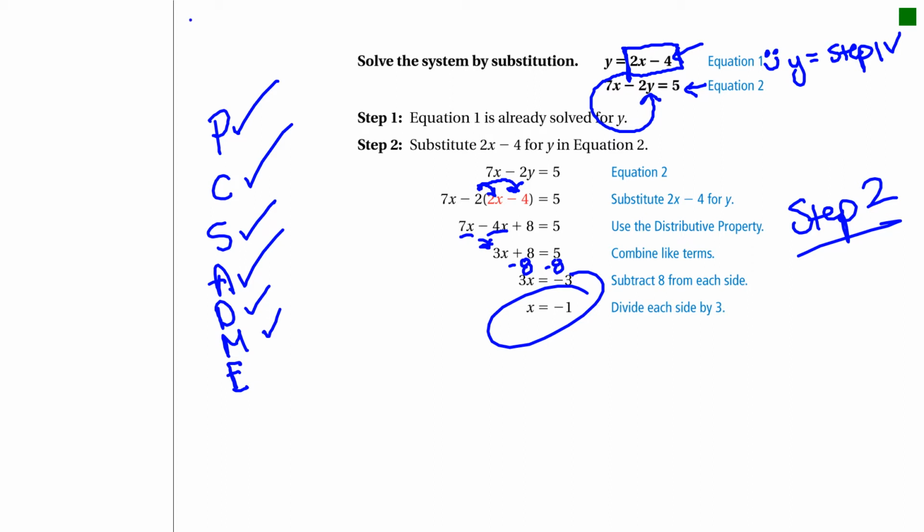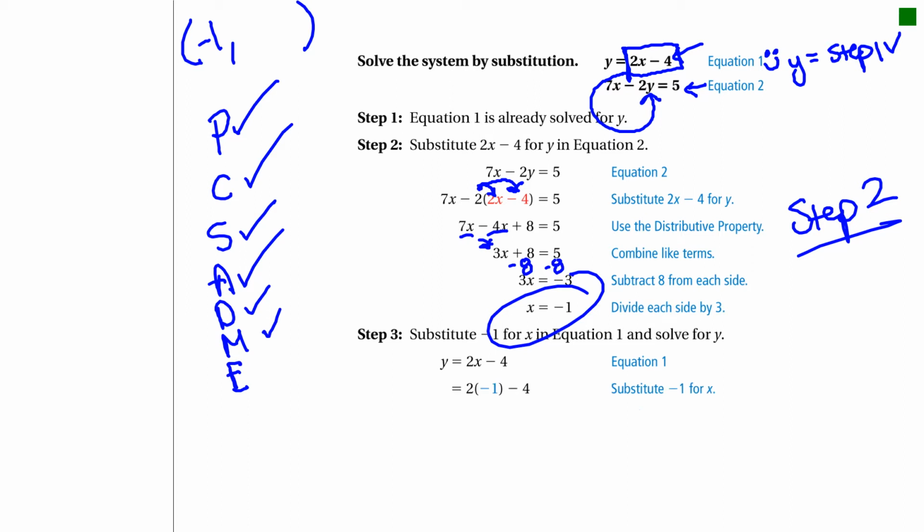So far, this is what we have. Negative 1 is x, but we don't know what y is. Remember, when you're solving systems, you're looking for a point. So you need both x and y. So now we're going to plug x into our first equation, the one we got as variable equals. When we plug it into our first equation, y equals 2x minus 4, we're going to have 2 times negative 1 minus 4. 2 times negative 1 is negative 2. Negative 2 minus 4 is negative 6. And now we have the solution to our problem.